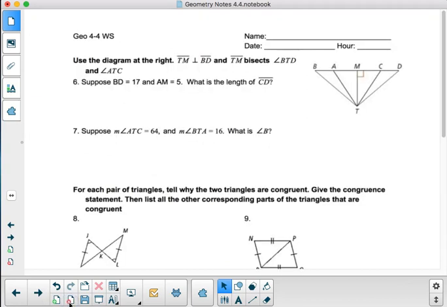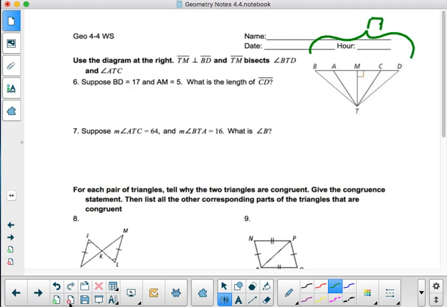We are in problem 6 here. And in problem 6, we're looking at this diagram to the right. Use the diagram: TM is perpendicular to BT, and TM bisects angle BTD. So BTD is an angle that has been bisected by TM, and TM is perpendicular.